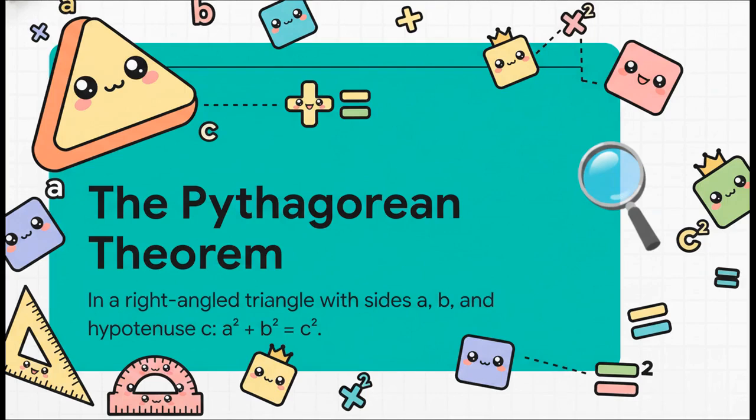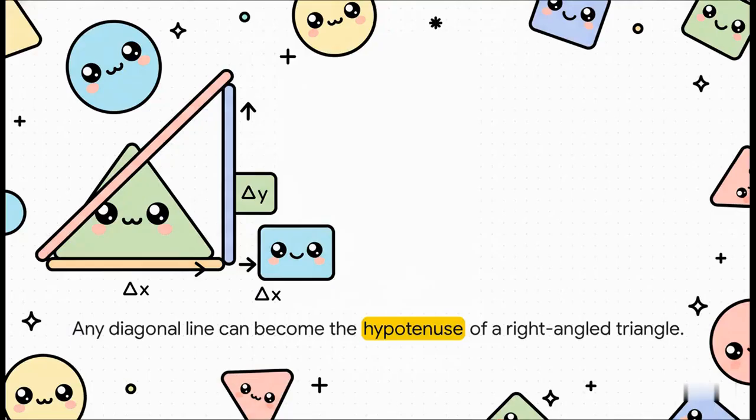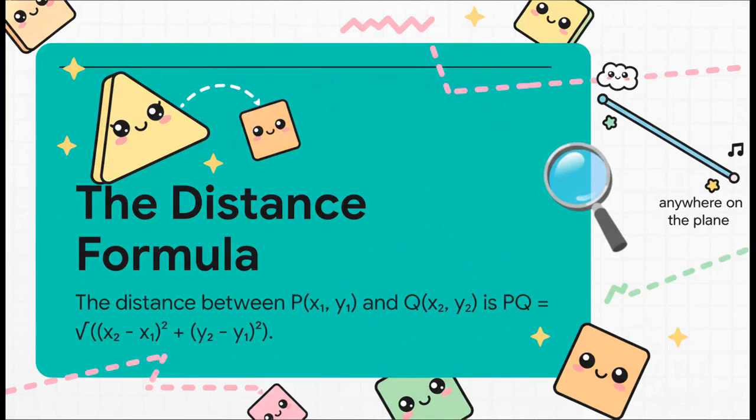It's the perfect tool for finding the length of the longest side of a right-angled triangle, which is called the hypotenuse. And here is where the magic happens. We can take any diagonal line on our grid, connecting any 2 points, and we can turn it into the hypotenuse of a right-angled triangle, just by drawing a horizontal and a vertical line. The length of that horizontal side, it's just the difference in the x-coordinates, and the vertical side, just the difference in the y-coordinates.